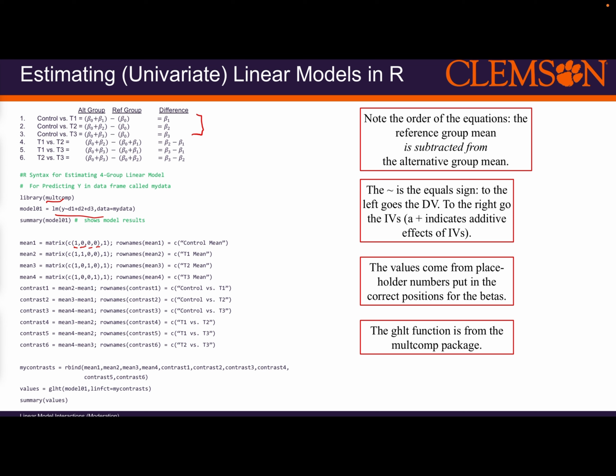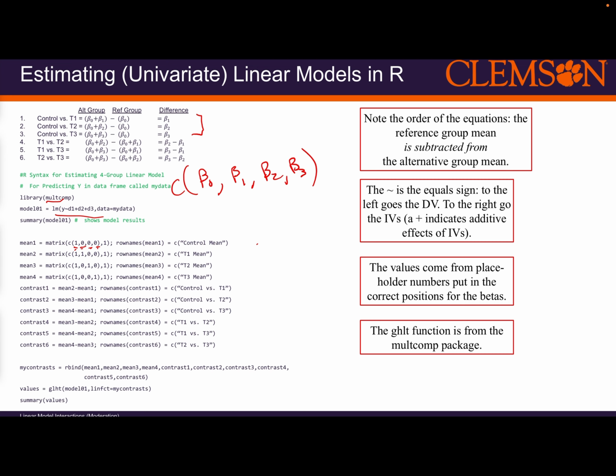So I'm going to call mean 1 the control group mean. Each of these numbers in the C is a number multiplying beta 0, beta 1, beta 2, and beta 3, respectively, right? So the first number in that C multiplies beta 0. The second number in that C multiplies beta 1. The third number is beta 2, and the fourth number is beta 3.